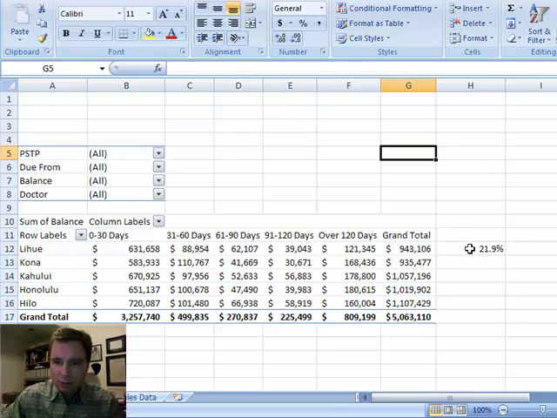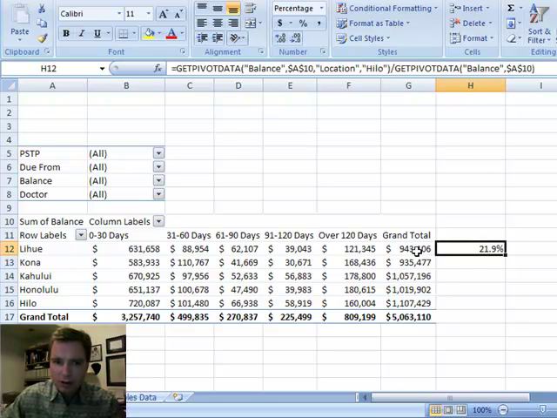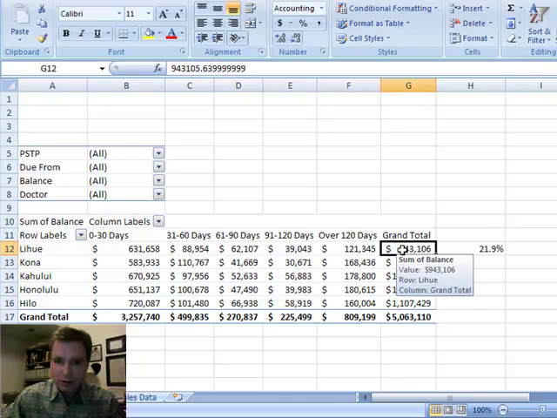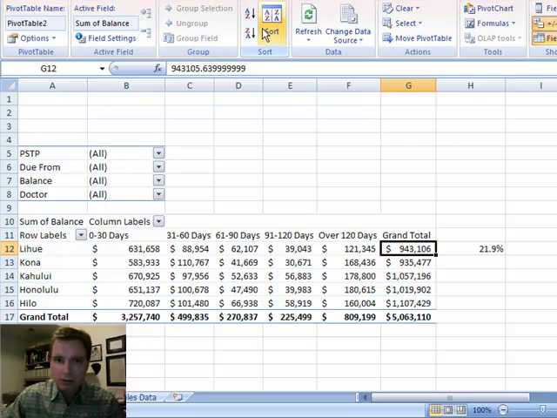If you remember, we got this 21.9% when we wanted to know the percentage of the accounts receivable, and I think we were looking at HELO. See, if you look up here, we were looking at HELO divided by the total. So what I'm going to do is move this back up to the top. So HELO's at the top.